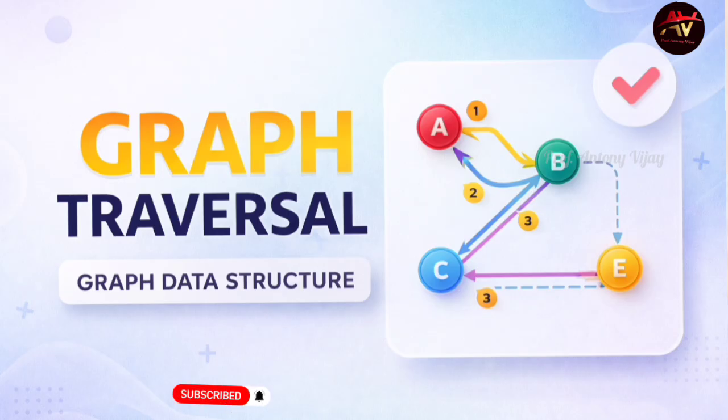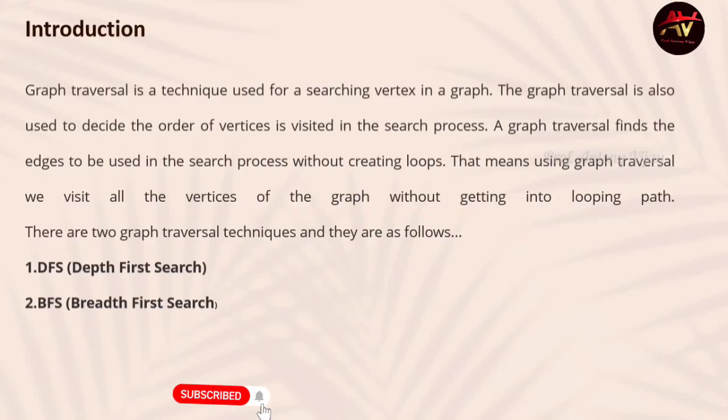First of all, we will see the introduction to graph traversal. Graph traversal is mainly used for searching a vertex in the graph, and it is used to decide which order to follow for searching a particular vertex. It is also used to find the edges in the searching process without creating loops. It means graph traversal will visit all the vertices without creating a loop.